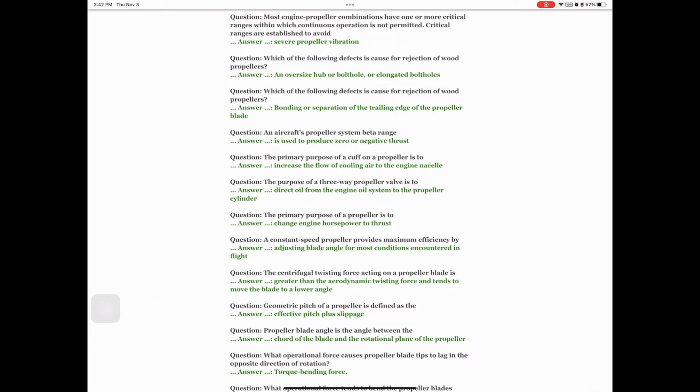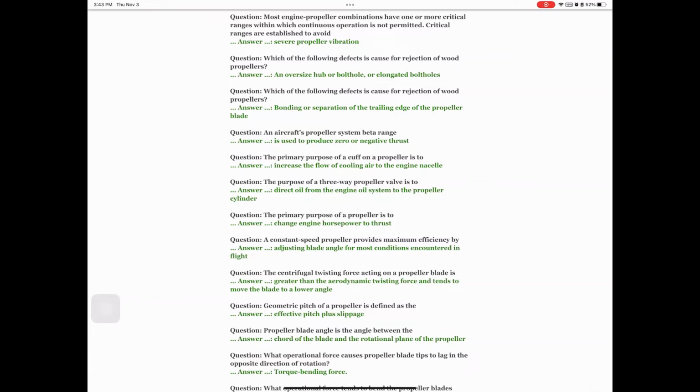Question: the primary purpose of a cuff on a propeller is to? Answer: increase the flow of cooling air to the engine nacelle. Question: the purpose of a three-way propeller valve is to? Answer: direct oil from the engine oil system to the propeller cylinder. Question: the primary purpose of a propeller is to? Answer: change engine horsepower to thrust.